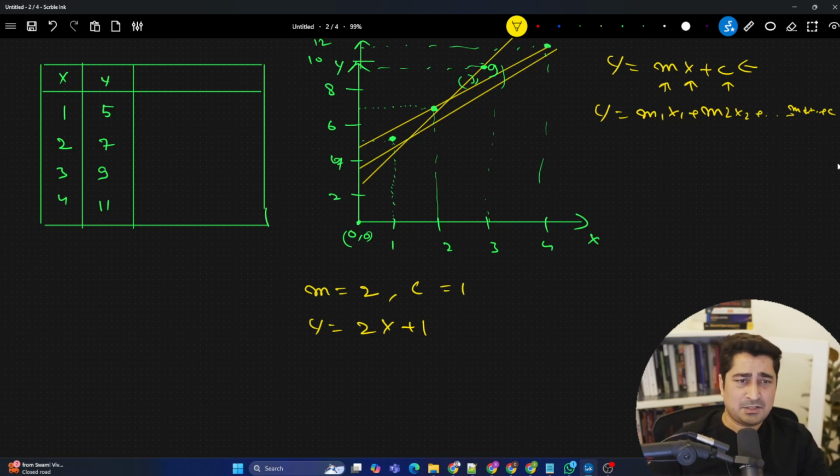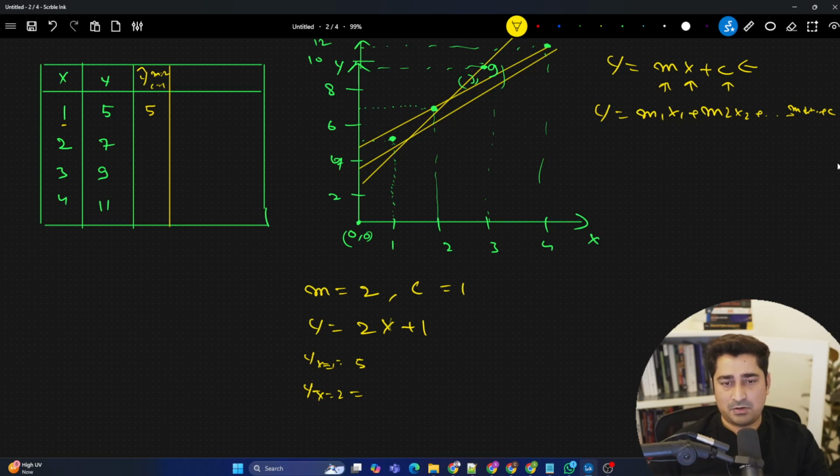Now, let's do a prediction. So let's try to draw one more column, here y hat, for when m is equal to 2 and c is equal to 1. If I have to do a prediction, what will be the prediction, guys? Here x is equal to 1, right? So if x is equal to 1, then what is going to be y? For x equal to 1, it is going to be 2 into 1 plus 1, so it is going to be 5. Okay, fine. Now y for x equal to 2. So 2 into 2.